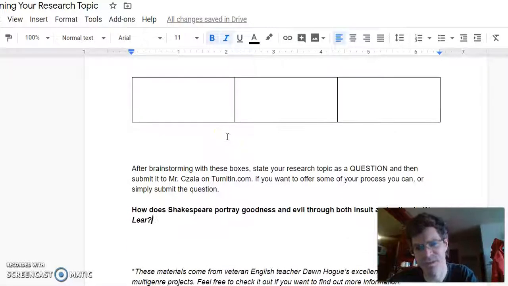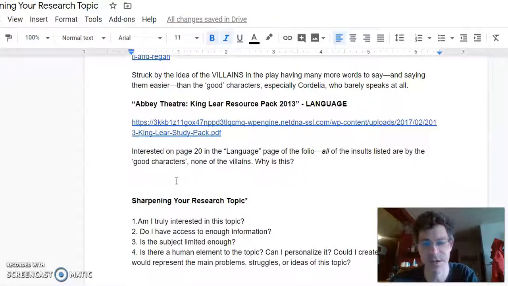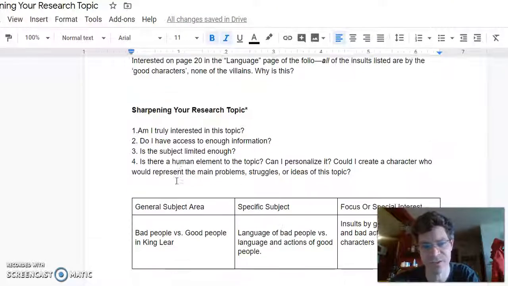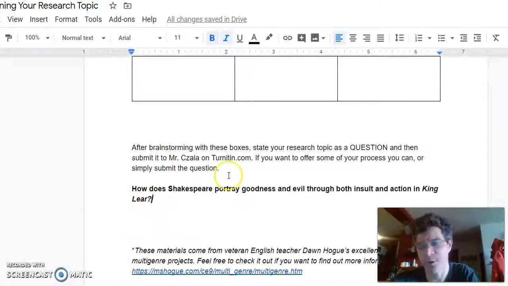And so this is what I would do, right? I have my sharpening of research topic. I've pasted in just my notes that I did in that half hour of research. And then, I did my narrowing with these boxes. And then I've got a question, right? And I'm going to submit this and turn it in by Friday evening by 11:59. And then I'm going to get back to you guys. So that's really what we're looking at right now.